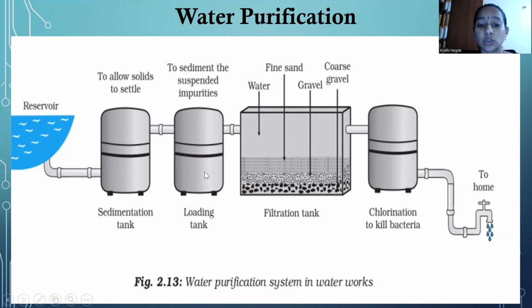After that, it is passed to the loading tank. In the loading tank, they add some chemicals that will help the lighter particles to get loaded. The chemicals will mix with those lighter particles and make them heavier, and they will settle at the bottom to sediment the suspended impurities.